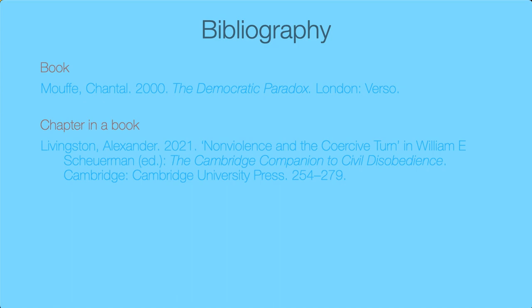A chapter in a book. Here we see Alexander Livingston. He wrote a chapter called Nonviolence and the Coercive Turn, and it's in a book edited by William E. Scheuermann called The Cambridge Companion to Civil Disobedience, published in Cambridge by the Cambridge University Press. And this chapter can be found on pages 254 to 279 of the book.